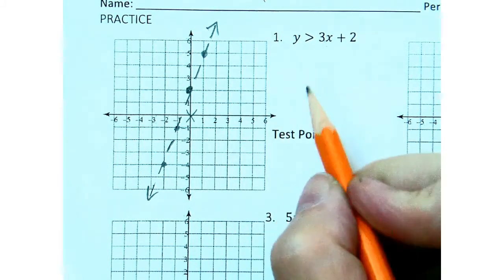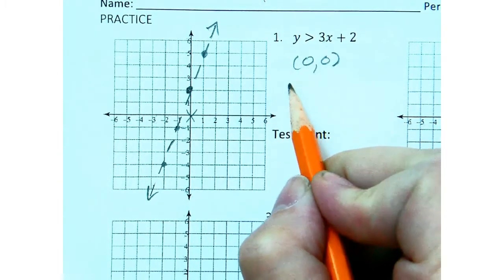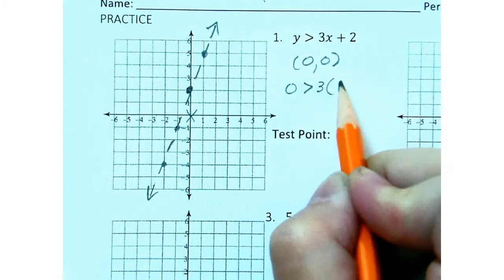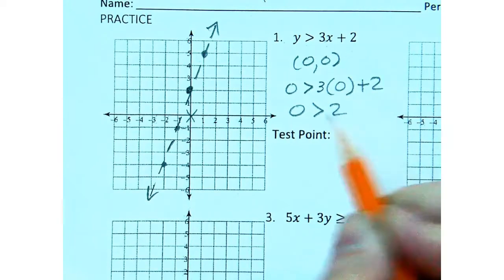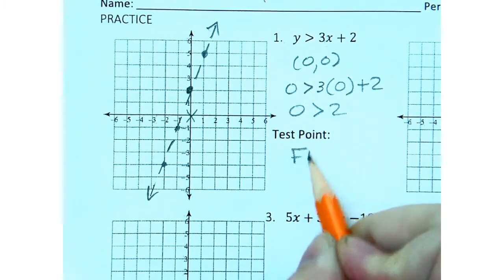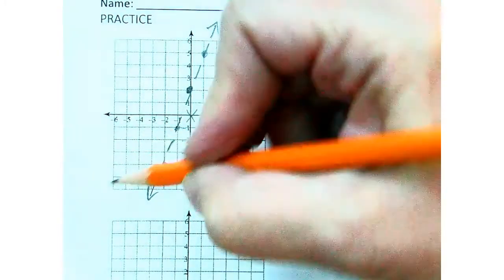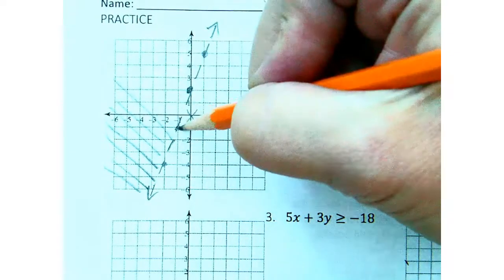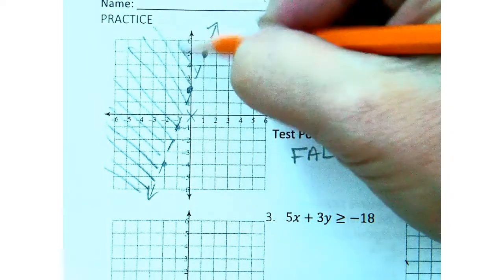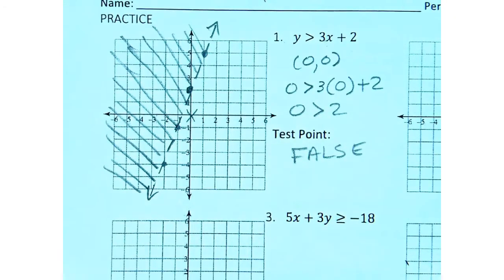The point we're choosing is 0, 0 because it's easy. Plug in a 0 for y and a 0 for x. This gives us the inequality 0 is greater than 2. Well, this is a false statement. 0 is not greater than 2, so we do not shade on that side of the line. Instead, we shade on the other side of the line. The shading represents all the points that make the inequality true. We do not shade where the inequality is false.